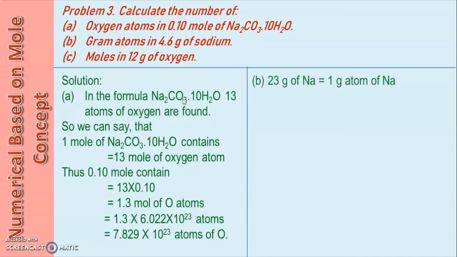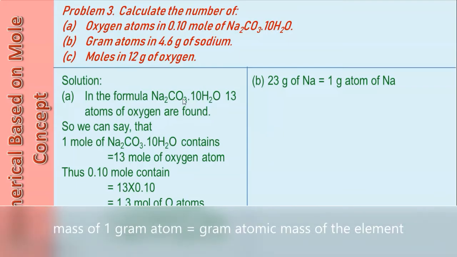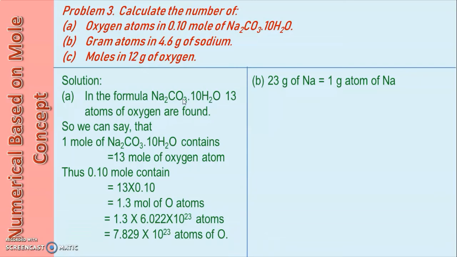Now let us come to the second bit. Calculate the number of gram atoms in 4.6 gram of sodium. Just remember what is gram atom. Gram atom is the amount of substance which contains as much substance as its gram atomic mass. So the gram atomic mass of sodium is equal to 23 gram. So 23 gram of sodium means 1 gram atom of sodium.